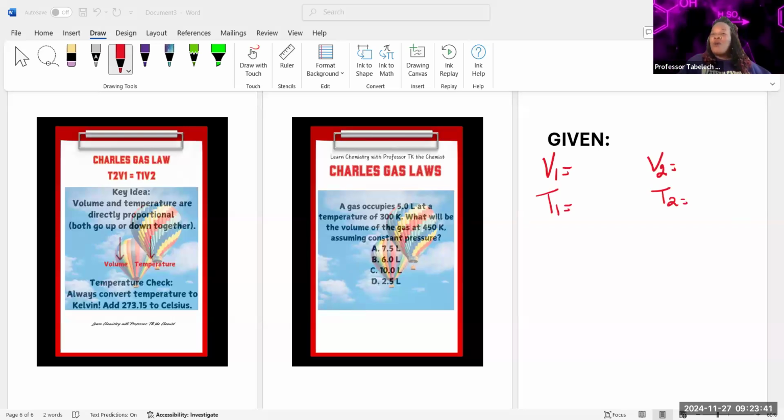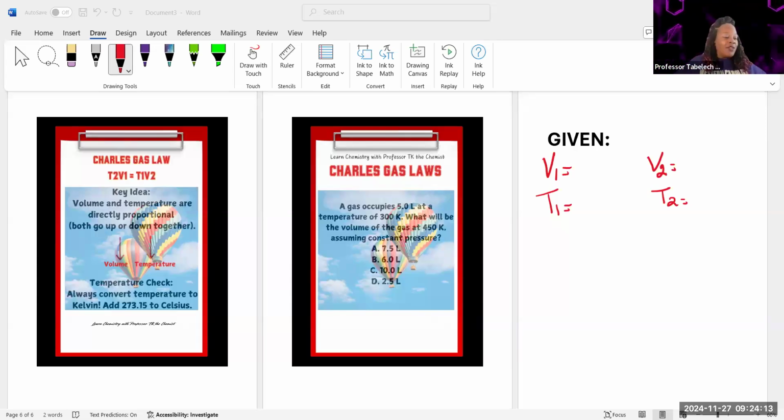All right, so on the screen, you'll notice I'm giving you Charles' law and then a problem that you can use to solve it. So let's get into what Charles' law actually represents. Charles' law states that temperature and volume are directly proportional to one another. So if the temperature goes up, the volume will also go up. If the volume goes down, so will the temperature. You want to make sure that your temperature is also in Kelvin.